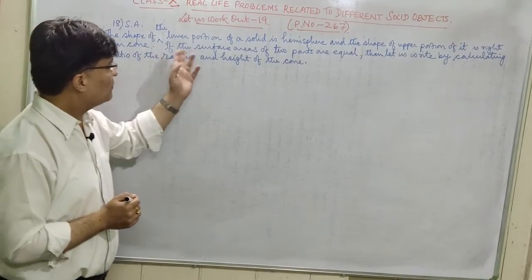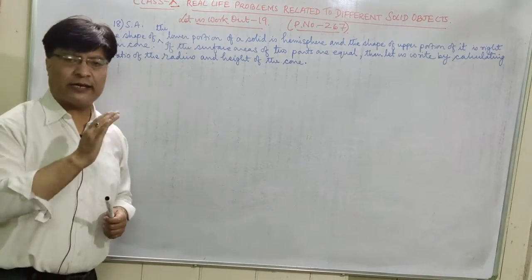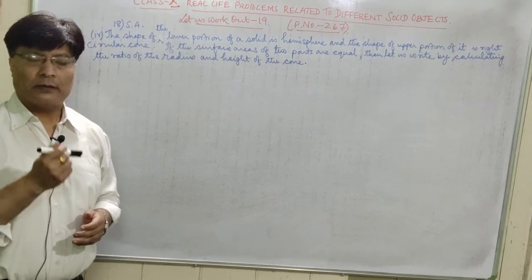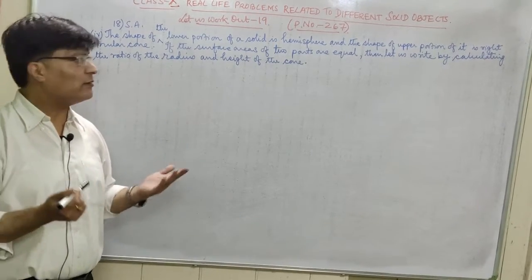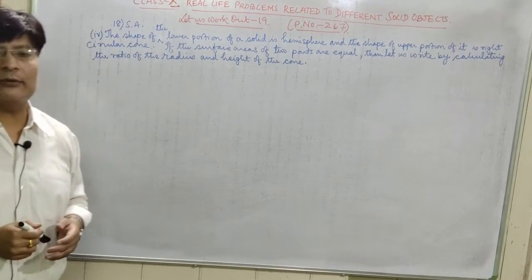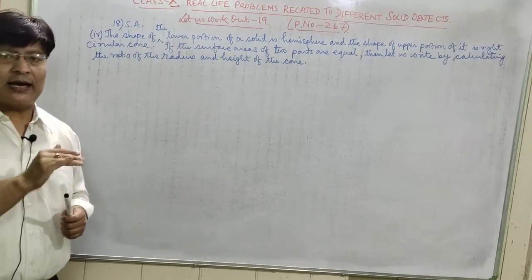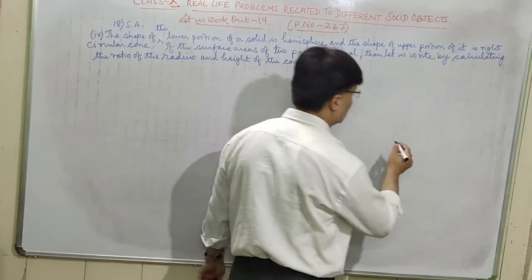If the surface areas of the two parts, that means both the hemisphere and the cone, are equal, then calculate the ratio of the radius and the height of the cone. You have to find out the ratio of the radius and the height of the cone. So let us draw the figure here.